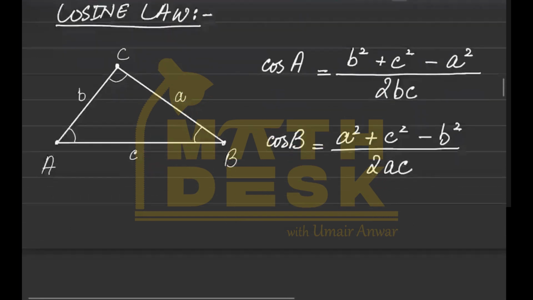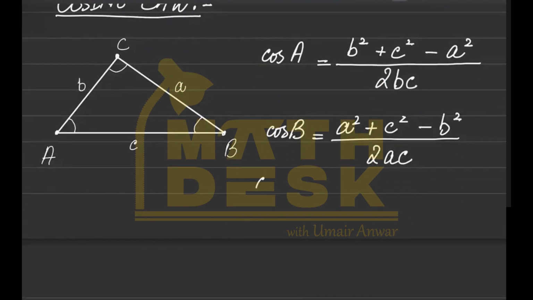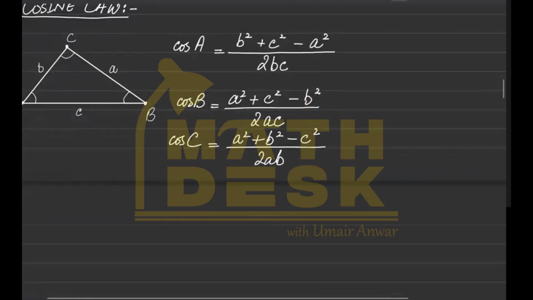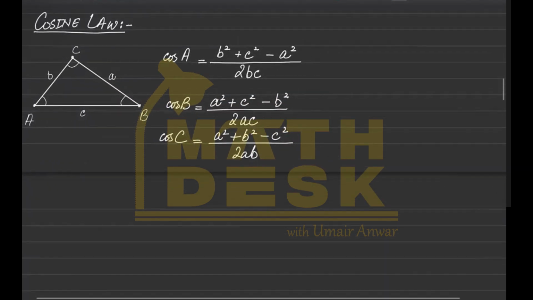Now, if you have understood the pattern, then it won't be difficult to write the third form. If I'm writing cos of angle C, then the square of A and B would be positive, but the side which is opposite to the written angle, which is small c, its square would be negative, and it would get divided by 2 times A into B. So these are the three forms of cosine law when we have written our angle as the subject.